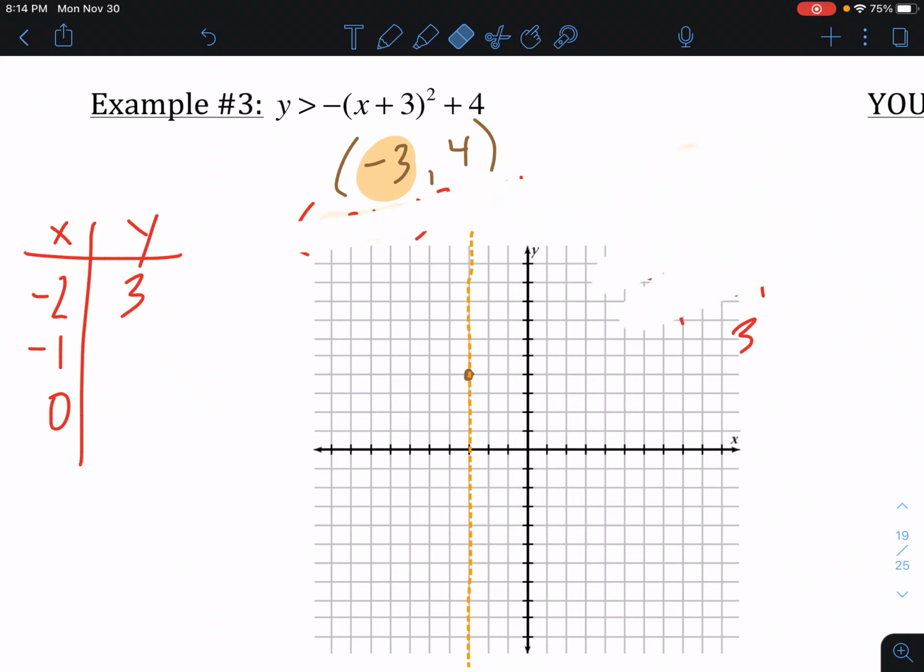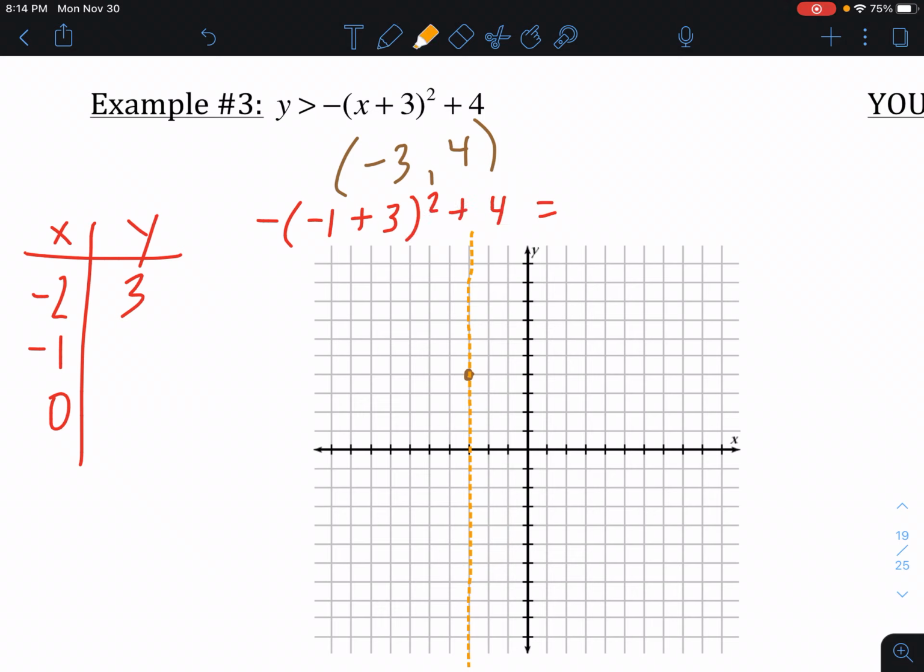And now let's do the same procedure, same steps as we did. So let's take the -1, plug it into the equation. So what's first? Parentheses, add those to get 2. After that, exponent. So bring down the negative, and then 2 squared is 4. Now you can multiply negative times 4 is -4. And then they add up to 0.